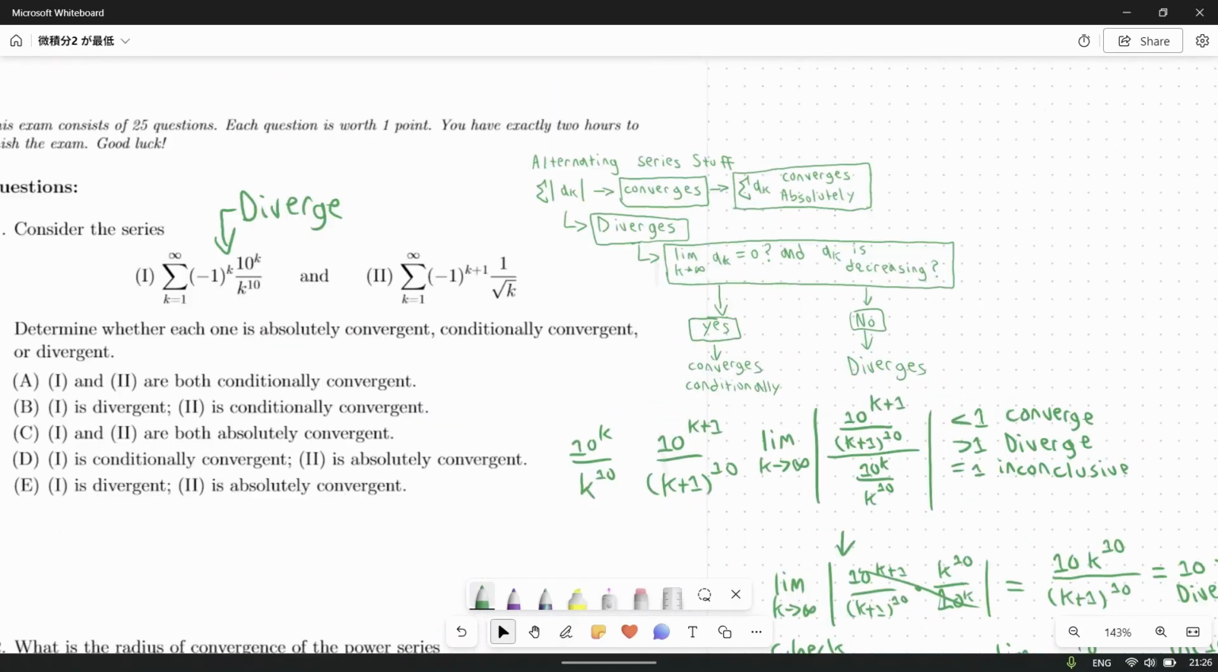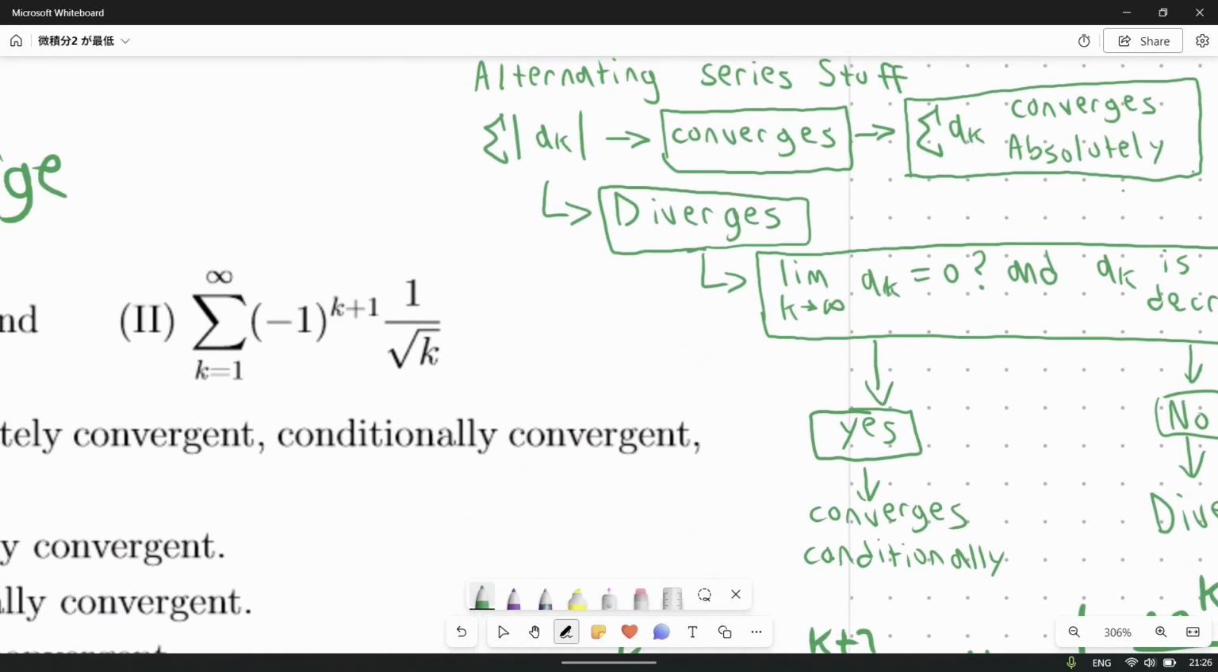Let me write it over here. We can see that this is going to be equal to 1 over k to the 1/2. So from here you can see that p is equal to 1/2, which is less than 1. In order for a p-series to converge, your p-value has to be strictly greater than 1. If it's less than or equal to 1, then it's going to diverge. So we know right off the bat that the absolute value of this series is going to diverge.